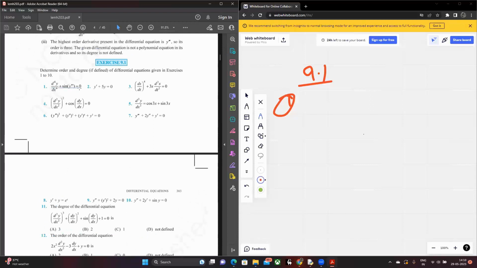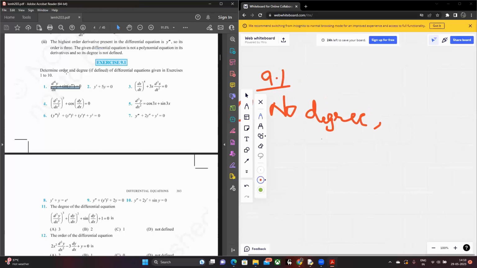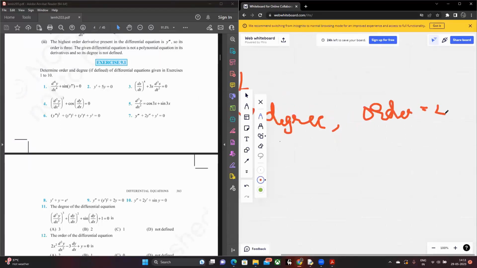First things first, look at if it's a polynomial, right? It's not a polynomial. You don't have a degree, right? No degree defined, right? But for non-polynomial differential equations, you do have an order, right? The order is the highest order differential, right? And here it is 4. The order is 4, right?